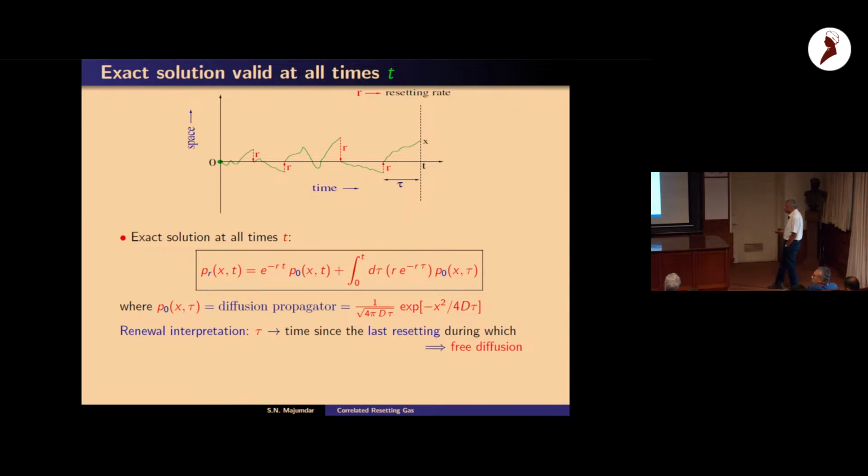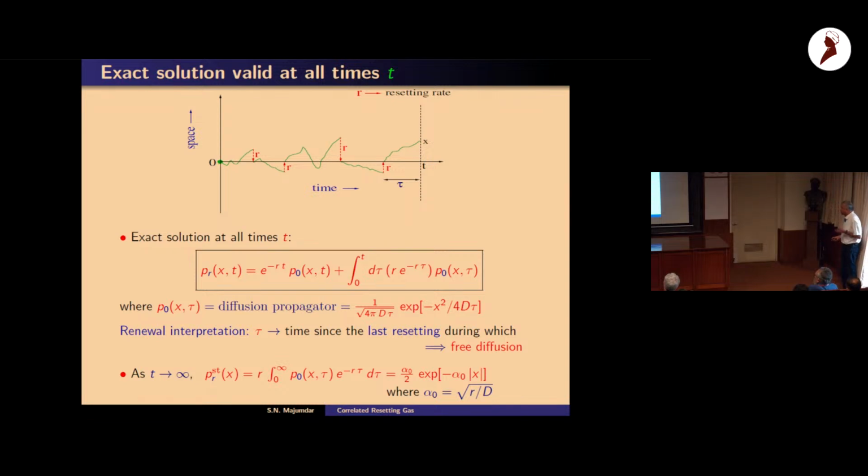Okay? So this is very general, actually. It doesn't have to be diffusion. It can be any other stochastic process, if you like. This is just a renewal approach. All you need to care about is this tau, the time since the last resetting. Once you have that, if you take the t going to infinity limit, the first term drops out, and you have an integral from 0 to infinity of this object. For diffusion, if you just substitute this, you find a non-trivial non-Gaussian distribution. It's a double exponential distribution. So the first point is that there is indeed a stationary state.